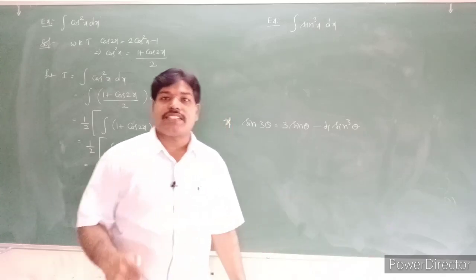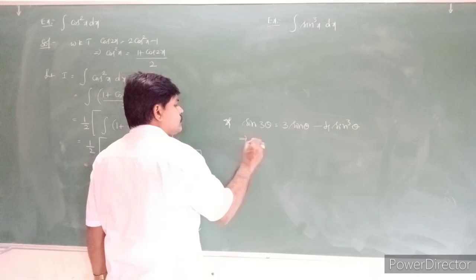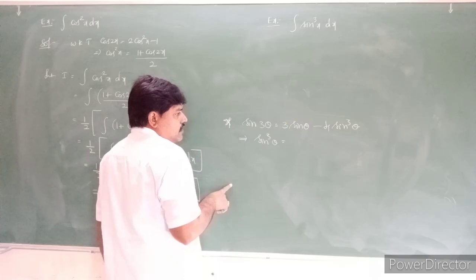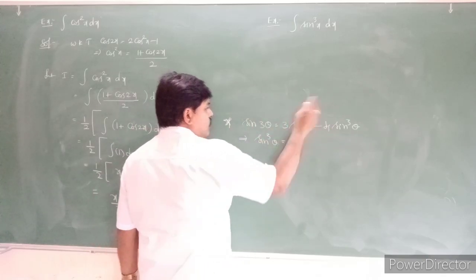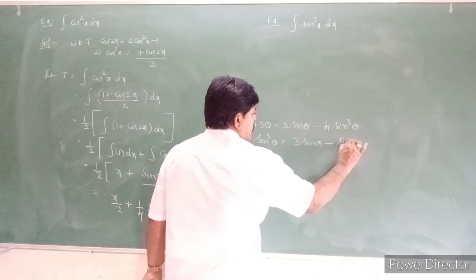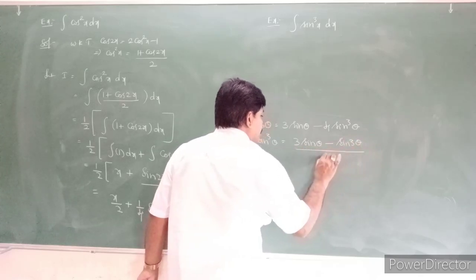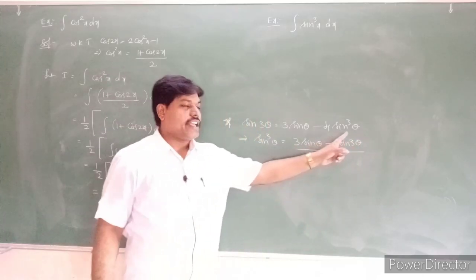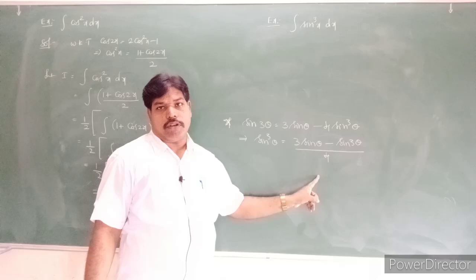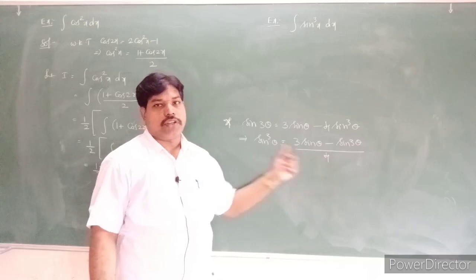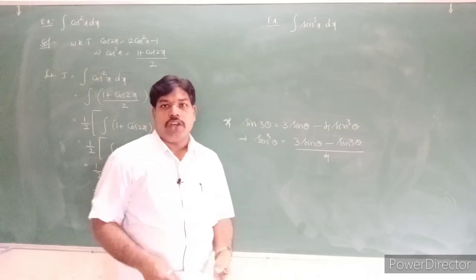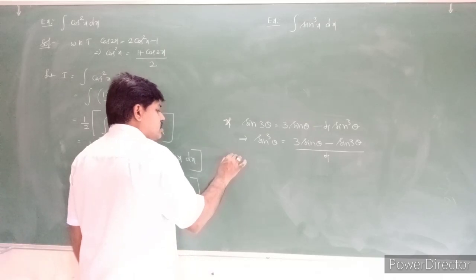So from this one, how to get sin cube theta? Take this term to this side and take this value to that side. What will it become? Sin cube theta is equal to (3 sin theta minus sin 3 theta)/4. So we will use this formula. If they ask the integral of sin cube, you can integrate this function directly and you will get the answer. Otherwise, we have one more formula, cos 3 theta, also there.